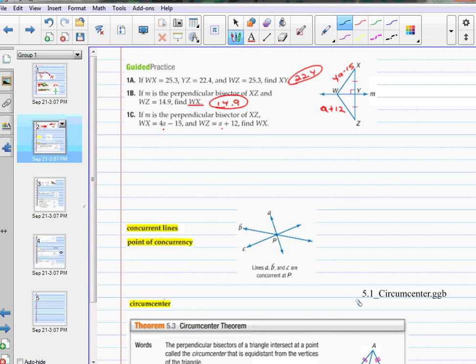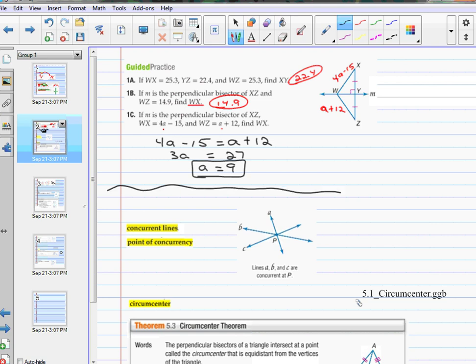Well, before I know what a equals, what do I know about 4a minus 15? It equals a plus 12. And then I can figure out what a equals. I'm going to subtract a, that would be 3a. I'm going to add 15, that would be 27. Divide by 3, and I can figure out what a equals.